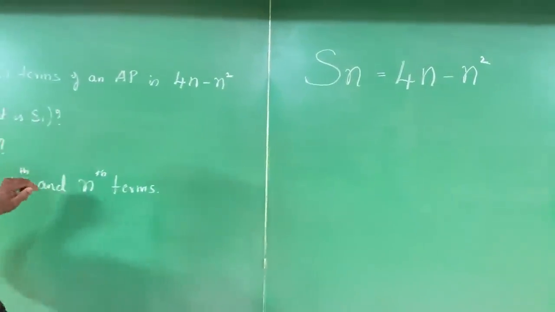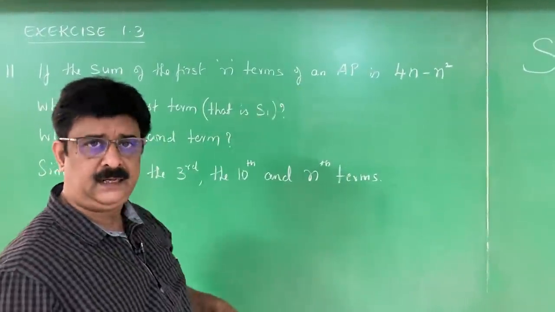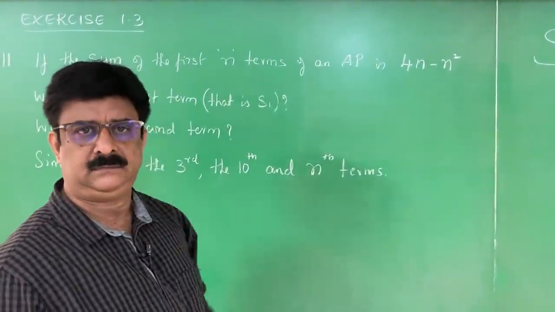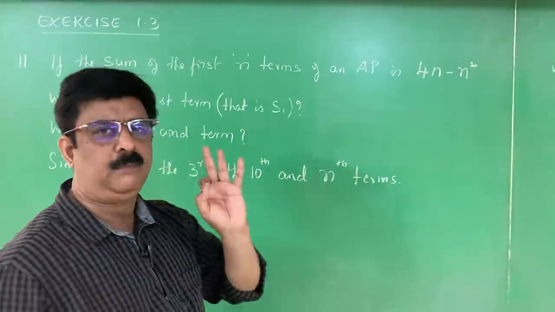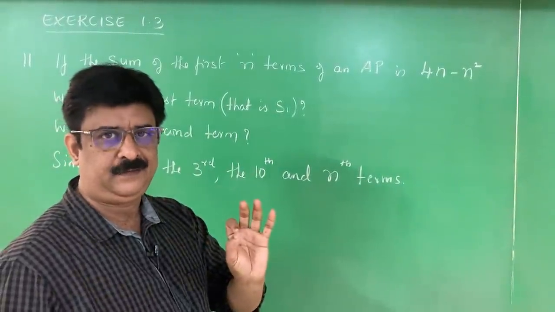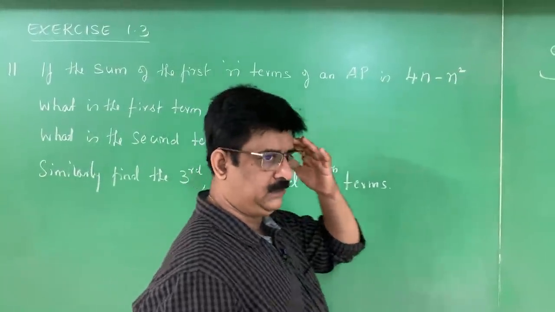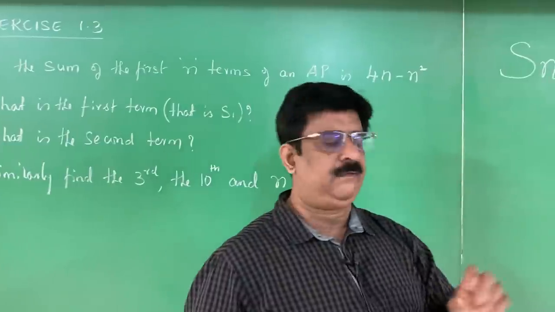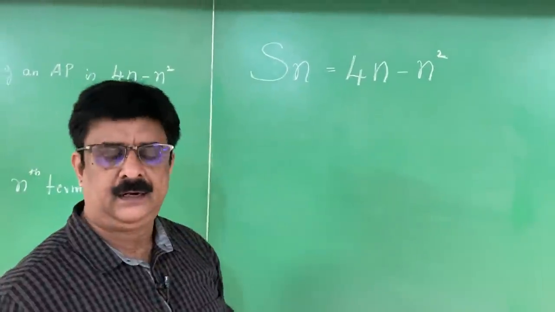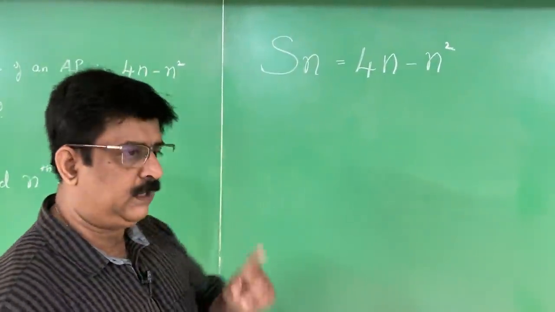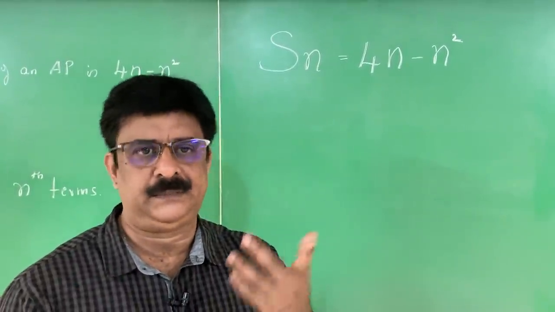Now what we have to find is the first term. He has given Sn. We have to find a1. Using this Sn, we have to find a1. This is all based on common sense. It is not related to any of the arithmetic progression formulas. See, the sum of the terms is given: Sn equals 4n minus n square. To find the first term: if there is only one term, then what is the sum? The sum is also the same number only.